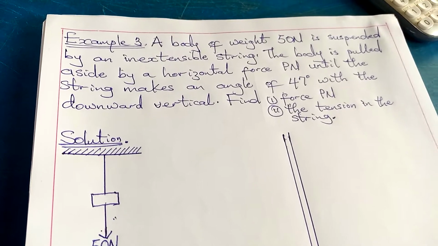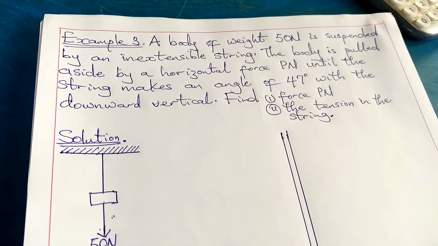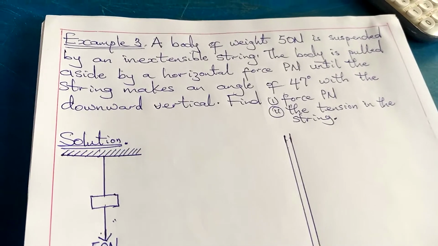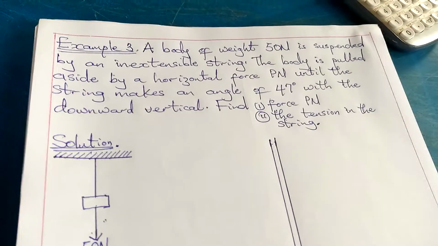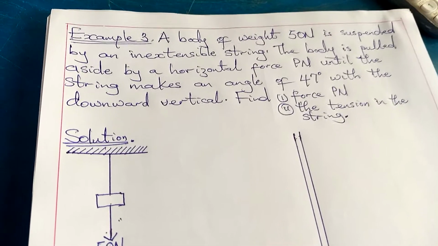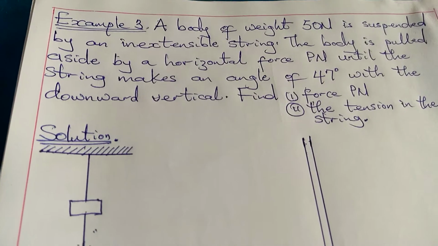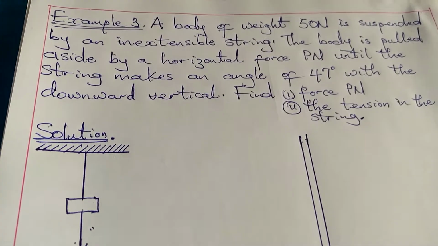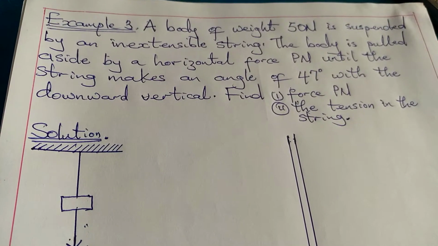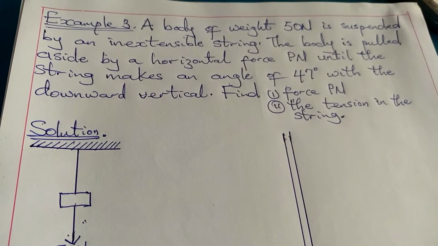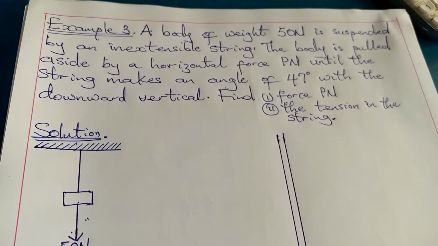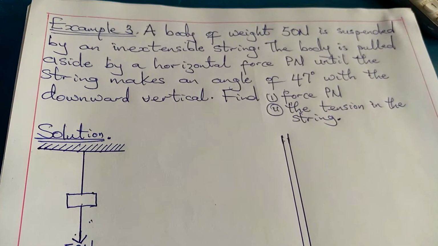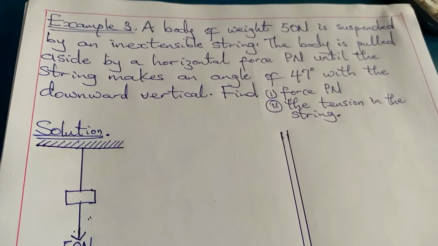Okay, let's solve the third example. A body of weight 50 Newton is suspended by an inextensible string. The body is pulled aside by a horizontal force P Newton until the string makes an angle of 47 degrees with the downward vertical. Find, one, the force P Newton, and two, the tension in the string.